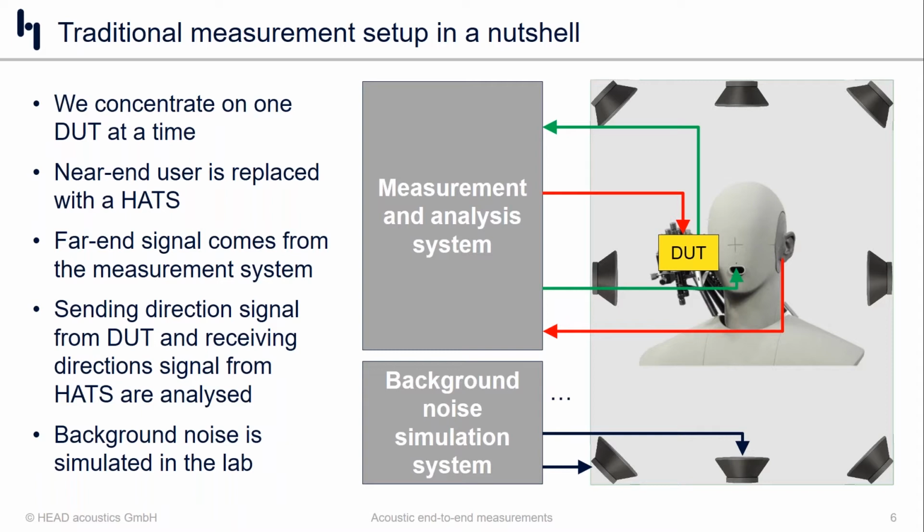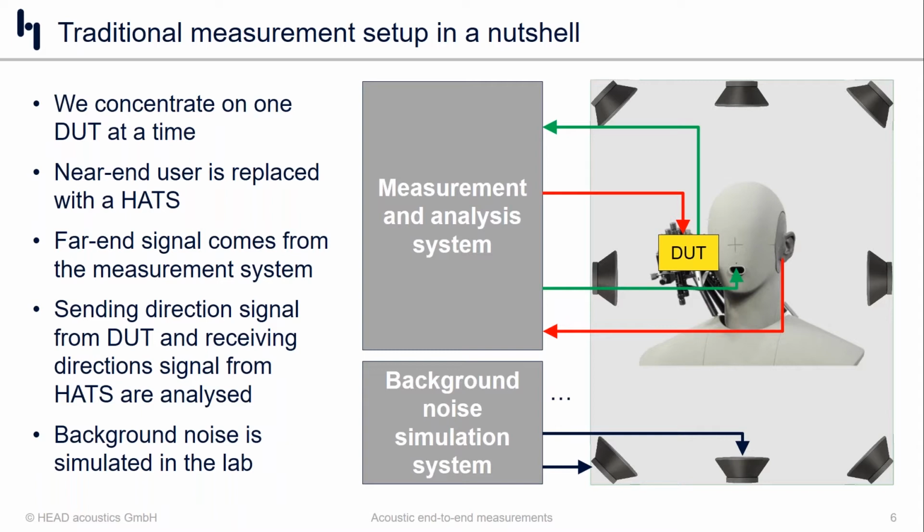Now, the two types of signals that we are interested in analyzing in this case are, from the perspective of the device under test, the sending signal and the receiving signal. The sending signal, of course, originates from the measurement and analysis system, but we transmit that signal to the mouth of the head and torso. The mouth of the head and torso speaks, and our device microphone picks up that signal, processes it, and sends it back to the measurement system for analysis. That's the sending direction path. That's highlighted in green on the slides.